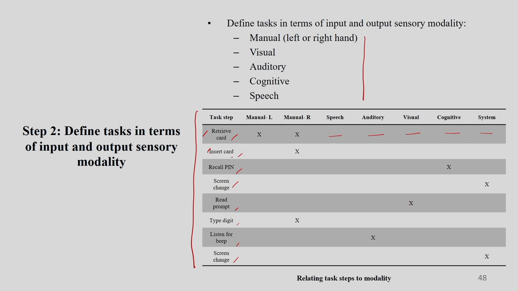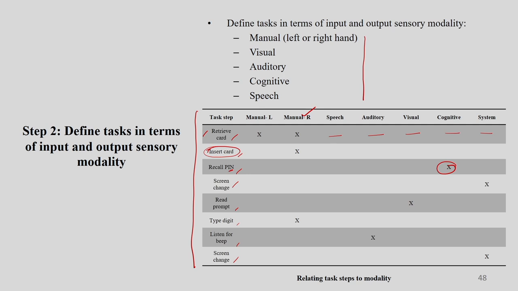Whereas in inserting that particular card in the machine, if you are a right-handed person, you are going to use your right hand. If you are a left-handed person, you can use the left hand. It depends. For this particular example, it's a right-handed person. Then recall the pin. Recalling the pin is absolutely cognitive, because you are remembering what your pin is. Then screen change. Screen change means the operator is not doing anything, just waiting for the machine to respond.